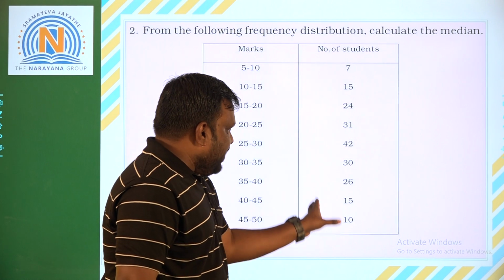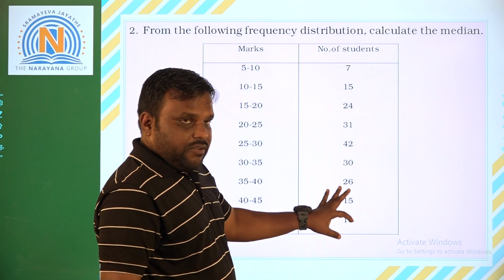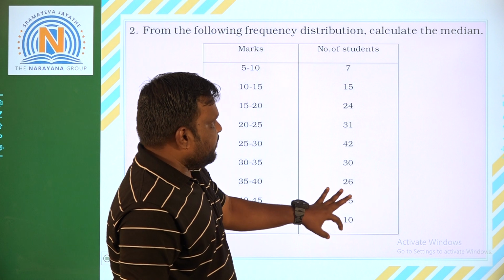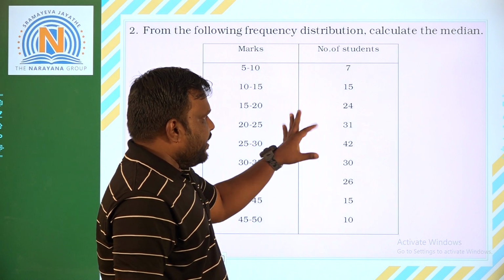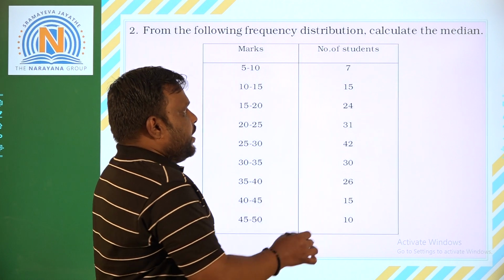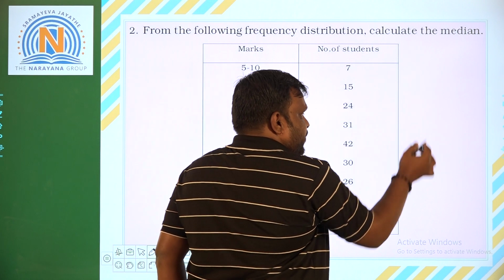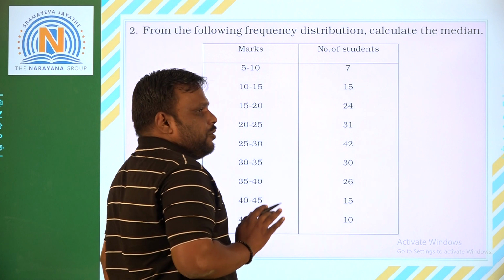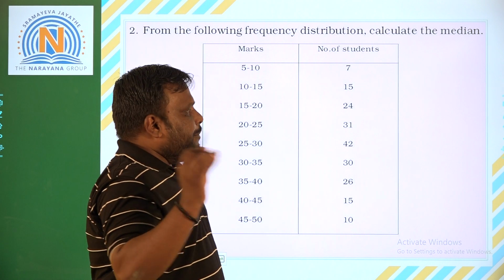We will add the complete frequencies and check the value. After getting n, that is the total frequency, we are going to take half, that means n by 2. Now we have to check in the cumulative frequency the value nearest to and greater than n by 2. That class will be considered as the median class.